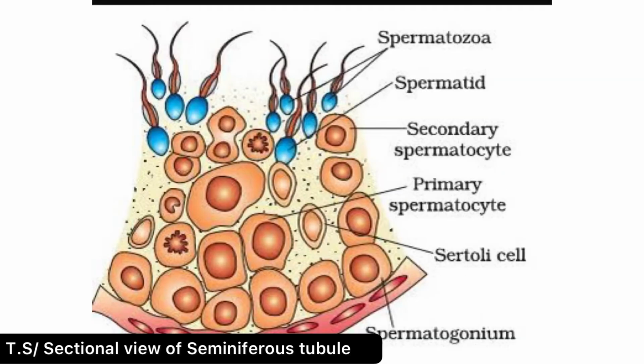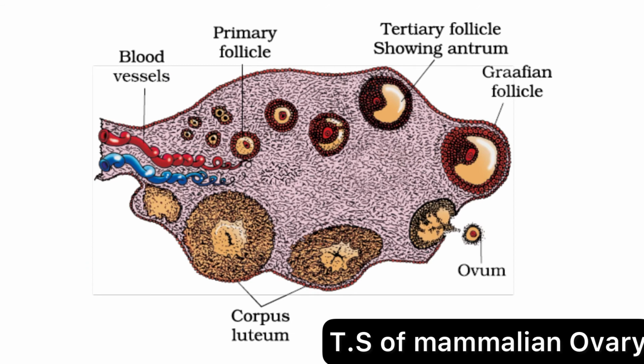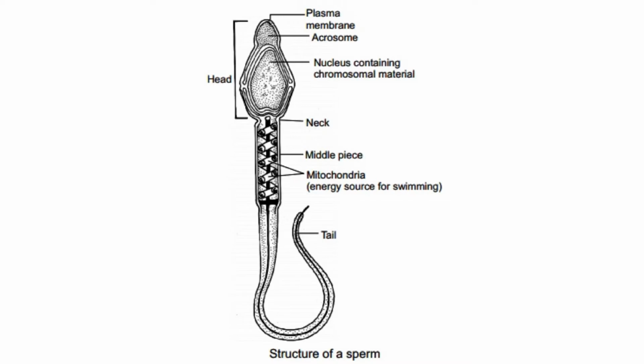TS or sectional view of seminiferous tubule. When it is asked, you have to draw this diagram. This is TS of ovary, or mammalian ovary. Structure of a human sperm, or structure of a sperm, can be asked. You have to draw this diagram.